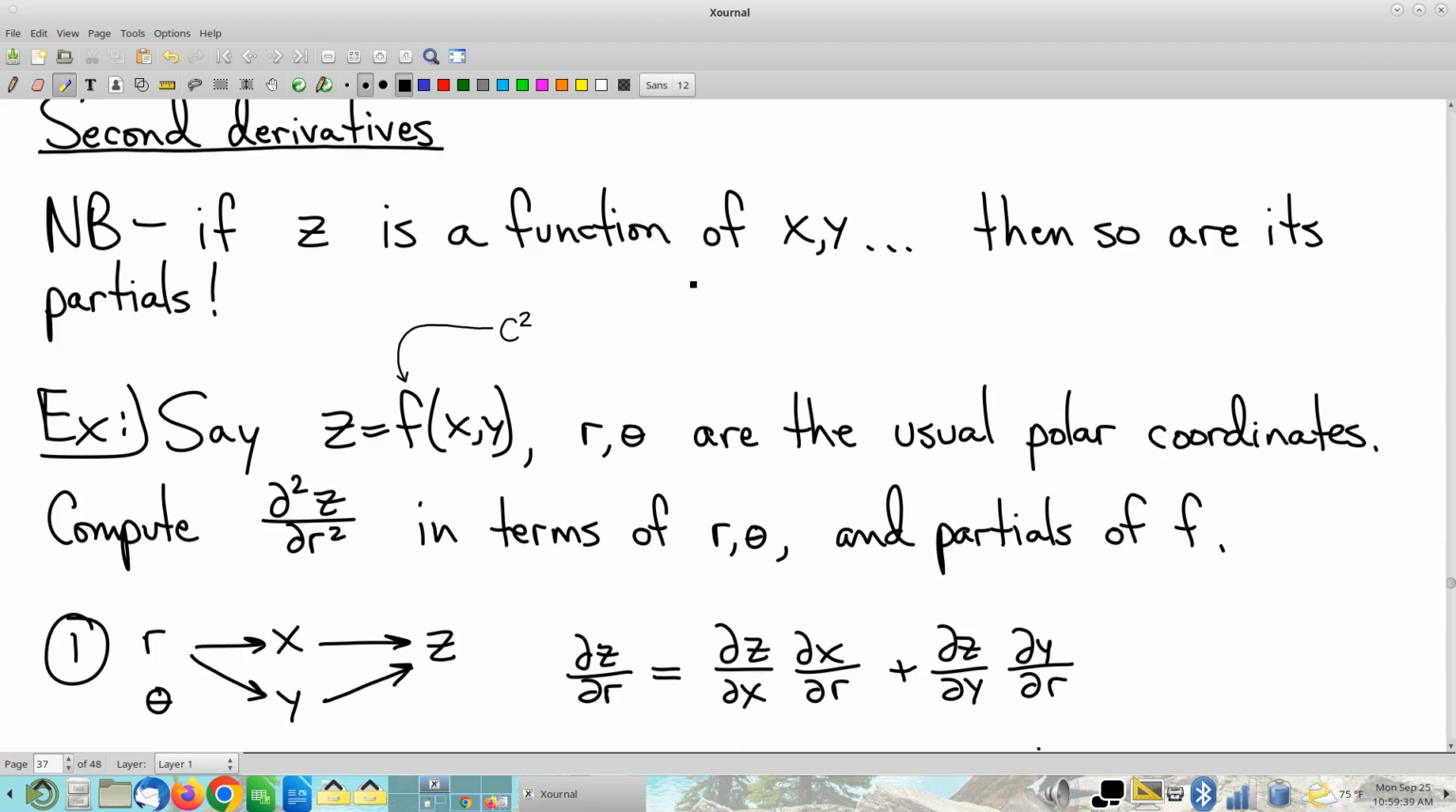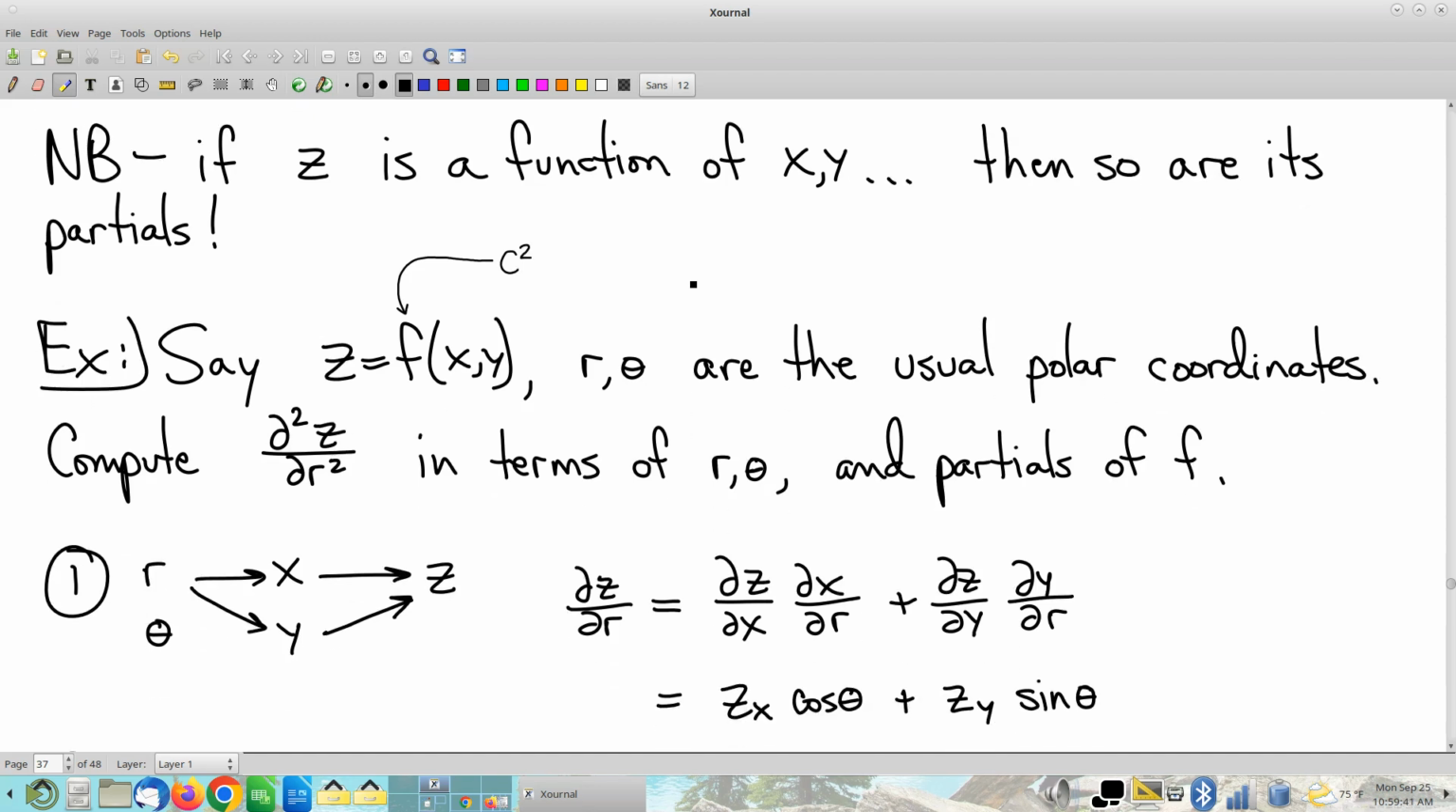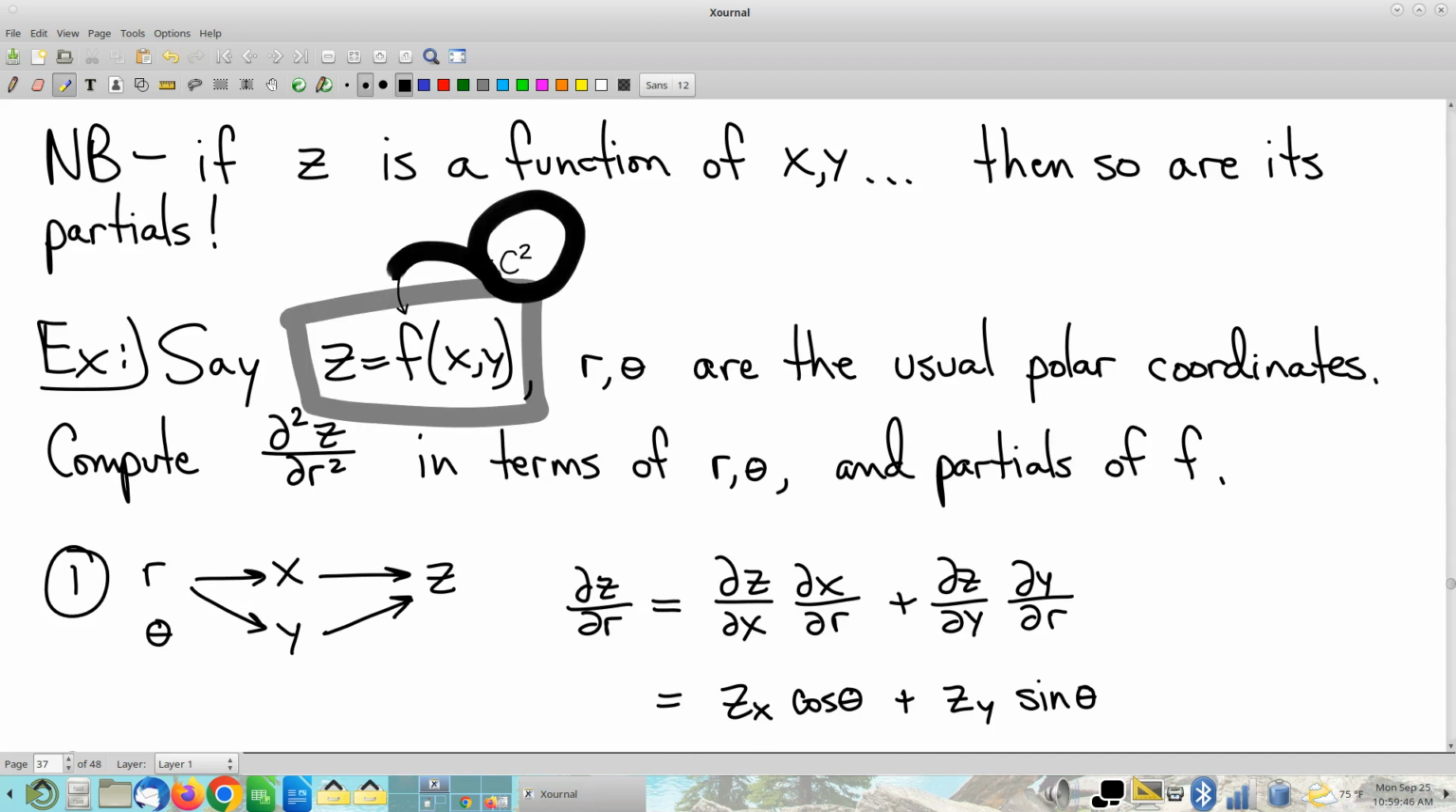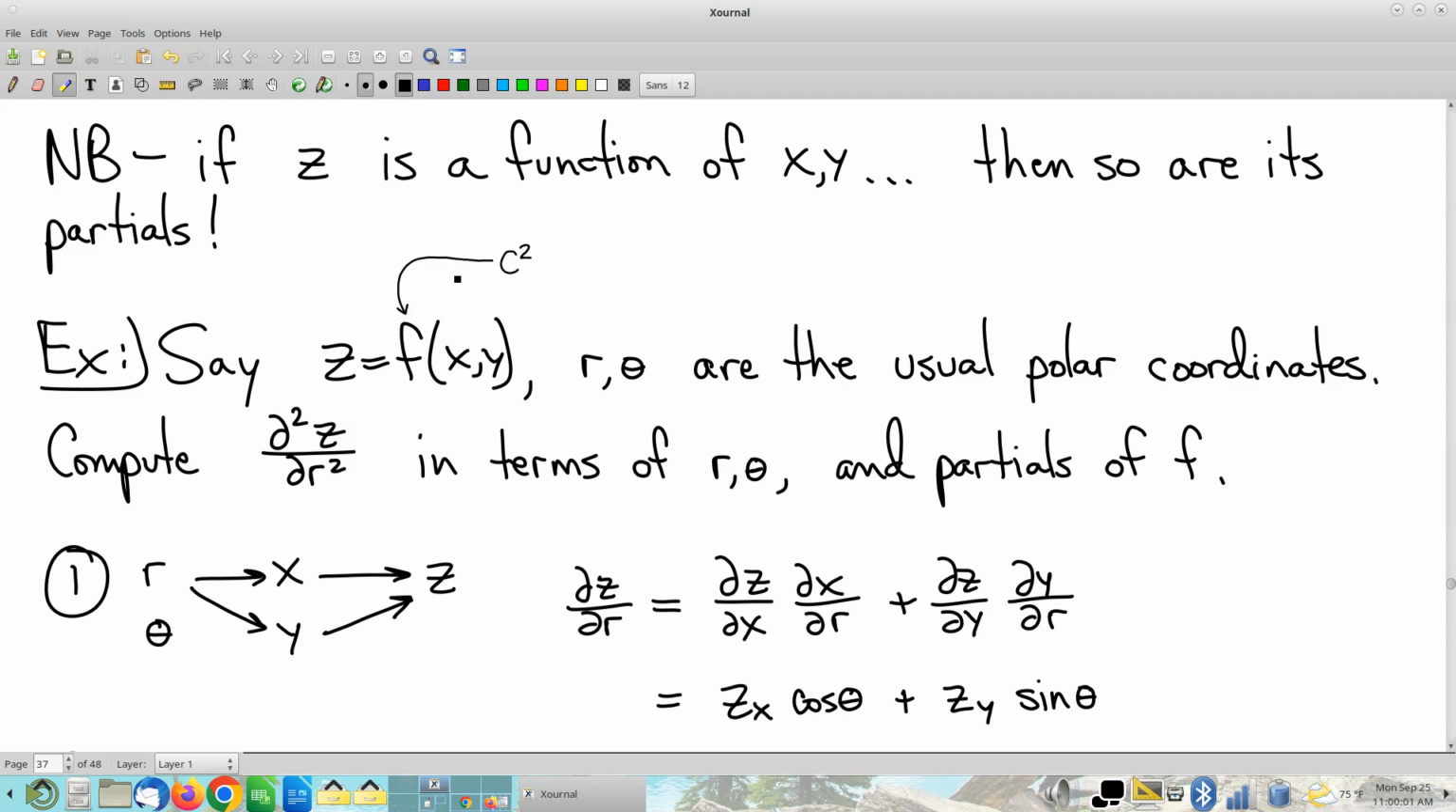Here we go. So suppose we have z as a function of x and y. By the way, I'm going to assume it's a nice function. So in particular, it's C2, so that's twice continuously differentiable, which I need in order to be able to do the stuff that I'm about to do. Okay. Then r and theta are polar coordinates, and y'all remember polar coordinates, and in particular, when you have polar coordinates, x and y are functions of r and theta. So let's make ourselves a diagram here.